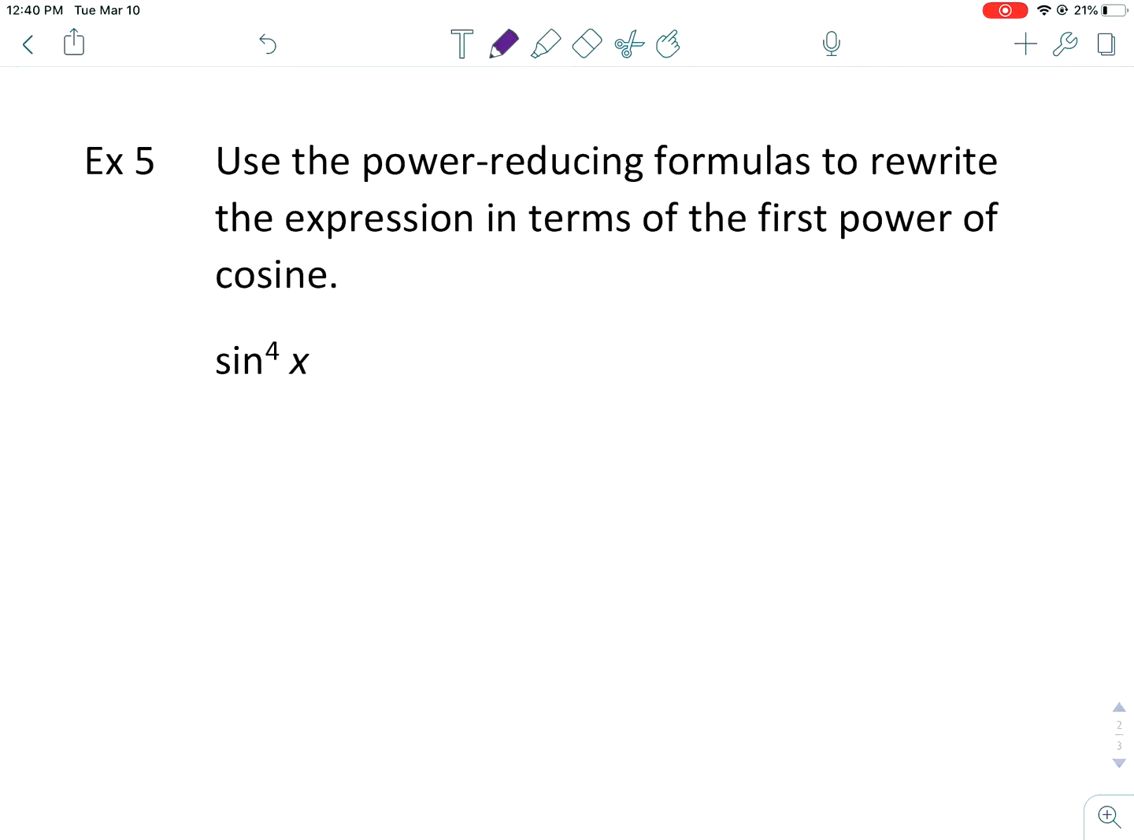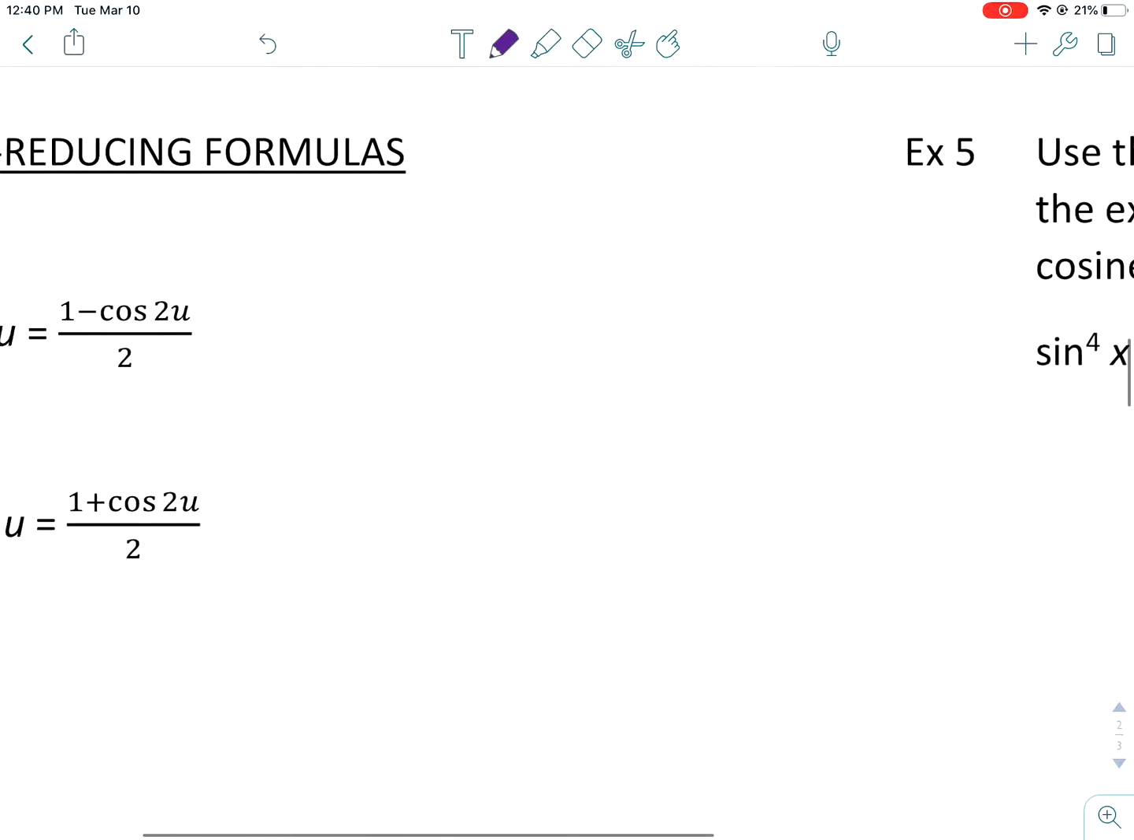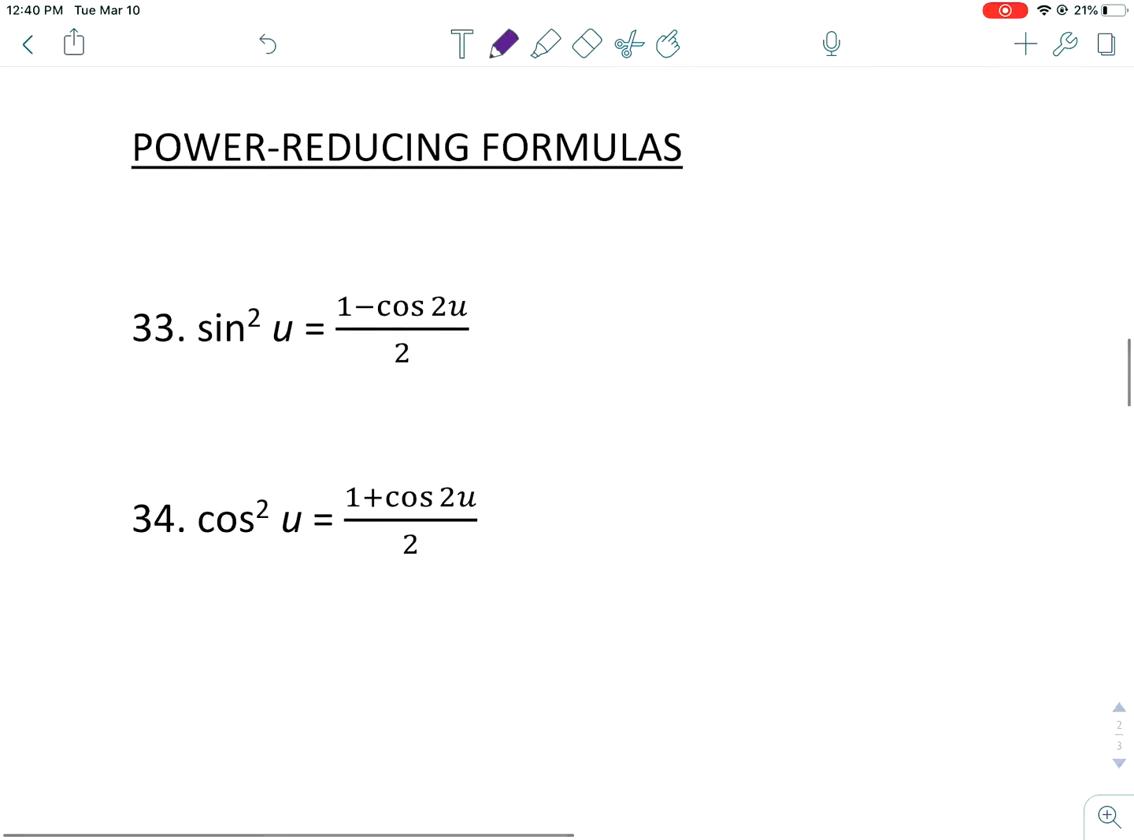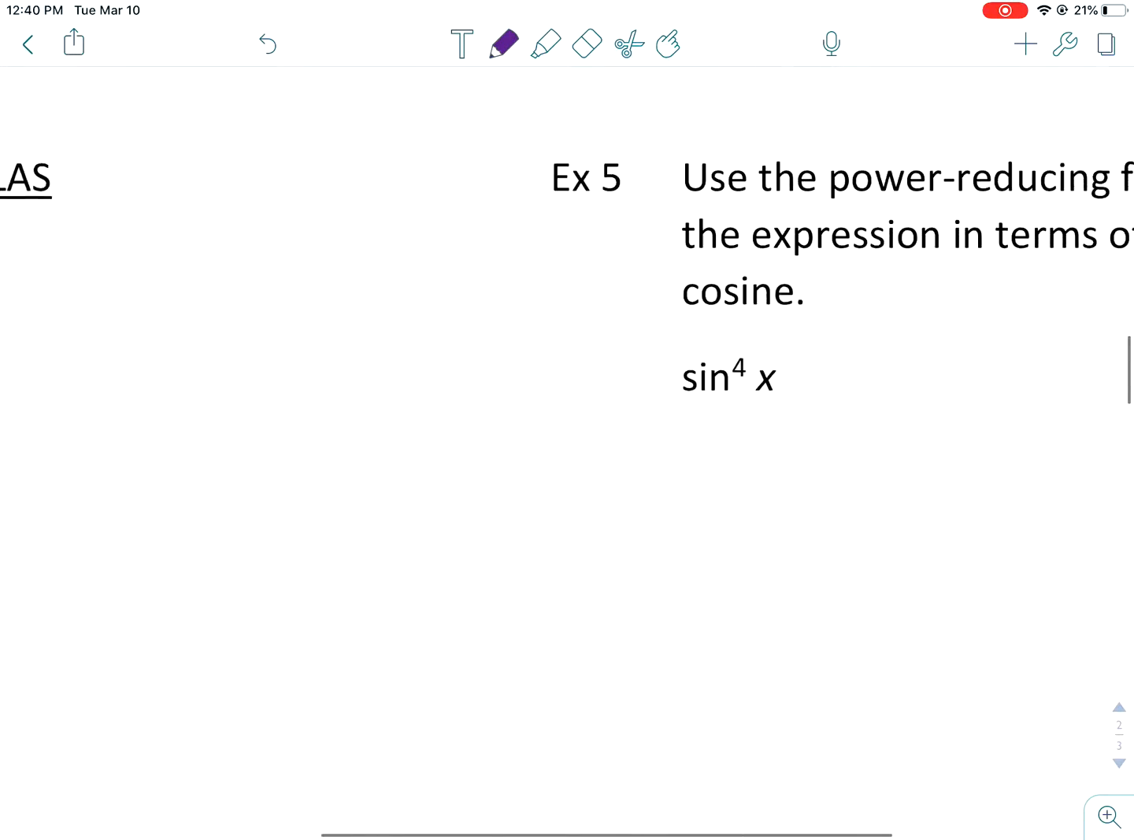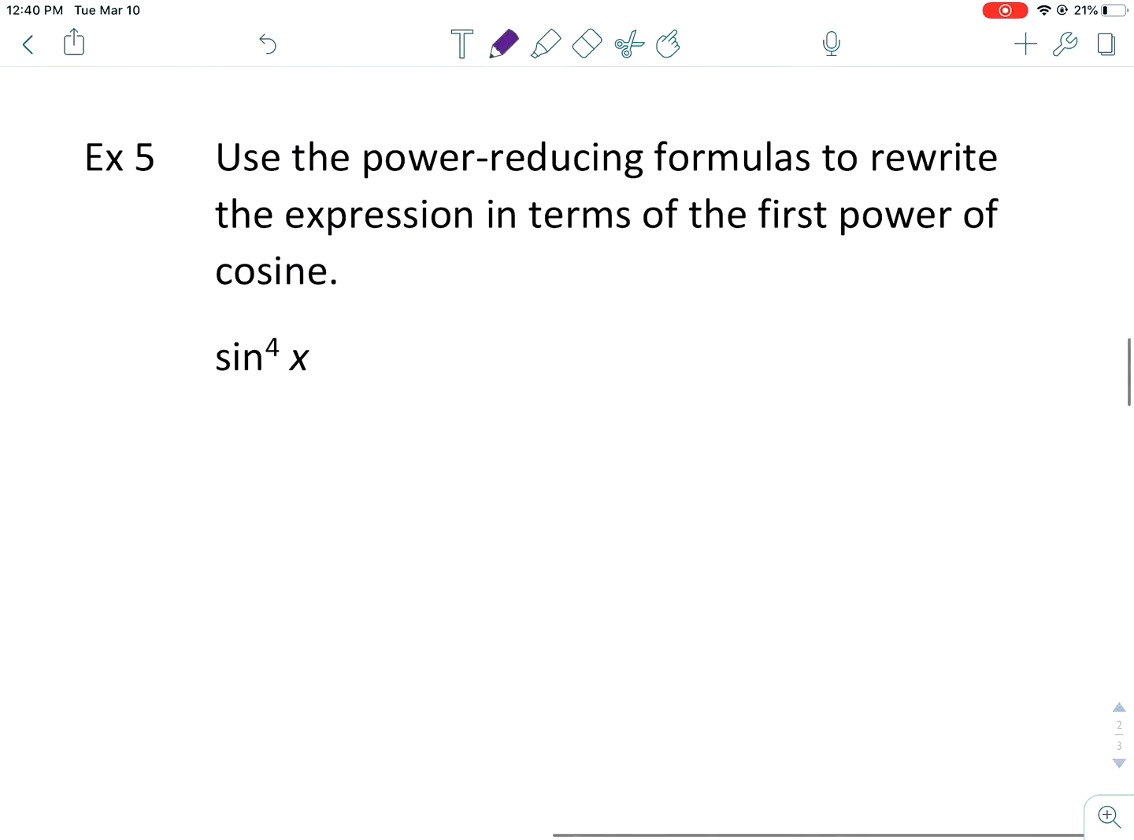All right, so what we're going to do on example 5 is use the power reducing formulas to rewrite the expression in terms of first power of the cosine. Now, you can only use the power reducing formulas for squares. Sine squared, cosine squared. There is one for tangent squared, but I don't think we're going to need it.